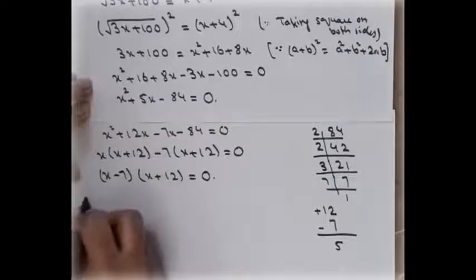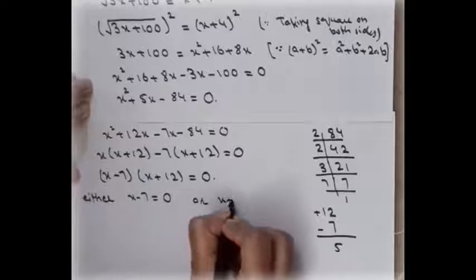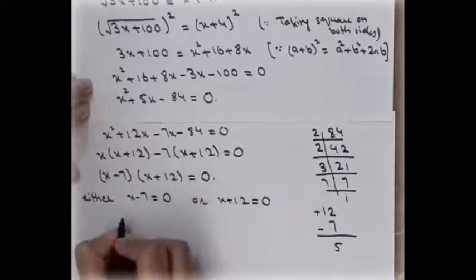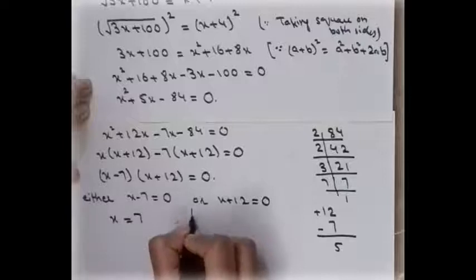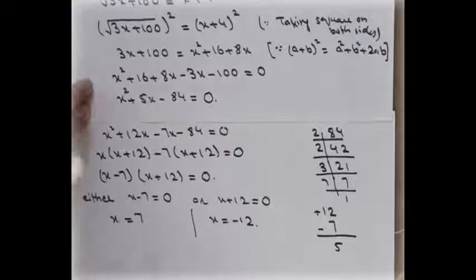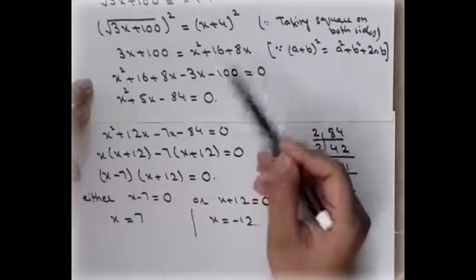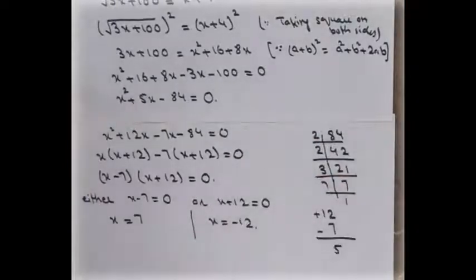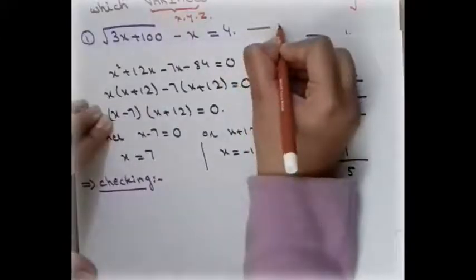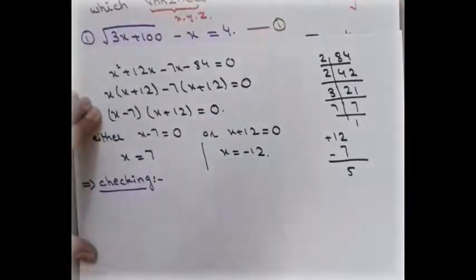After this we can write either x minus 7 equals 0 or x plus 12 equals 0. So x equals 7 and x equals minus 12. To check whether each is a root of the equation, because in this type of question we reach the equation by following several steps, let us check whether these two roots are extraneous roots or solutions. We call this equation the first equation, and we put these two values into the given equation and check whether it satisfies the equation or not.